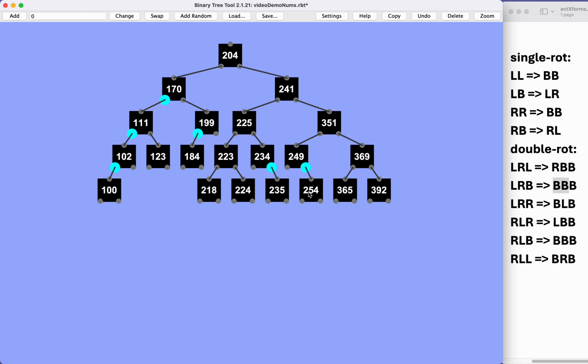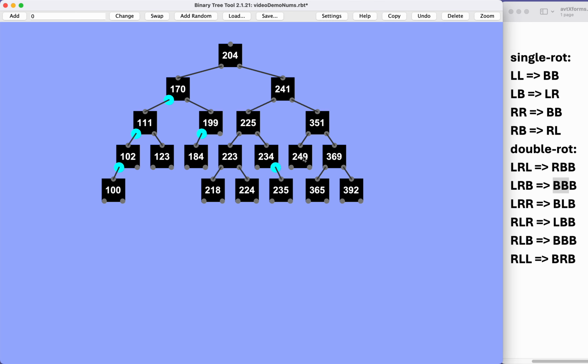Okay, delete the 254. That means this guy has shrunk. Therefore, I need to adjust this guy's balance factor like that. Now delete the 249. This guy has shrunk. It's already right leaning. I need to do a transformation. The transformation is it's left balanced. Or sorry, it's right balanced. Now it needs to be right left and a single rotation.